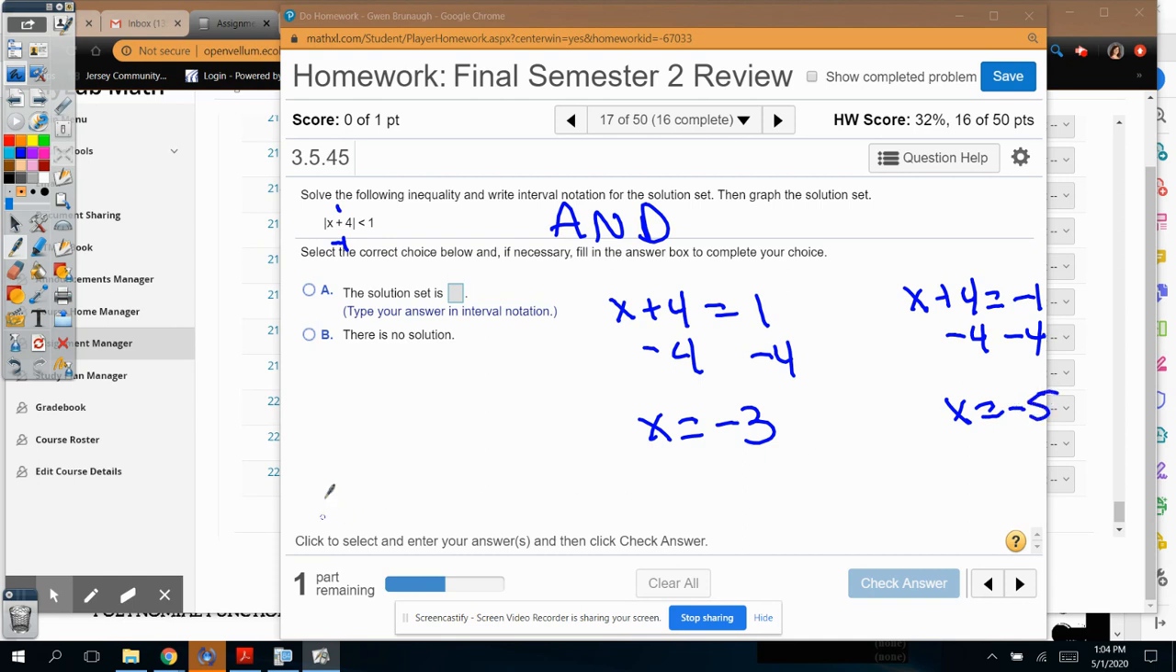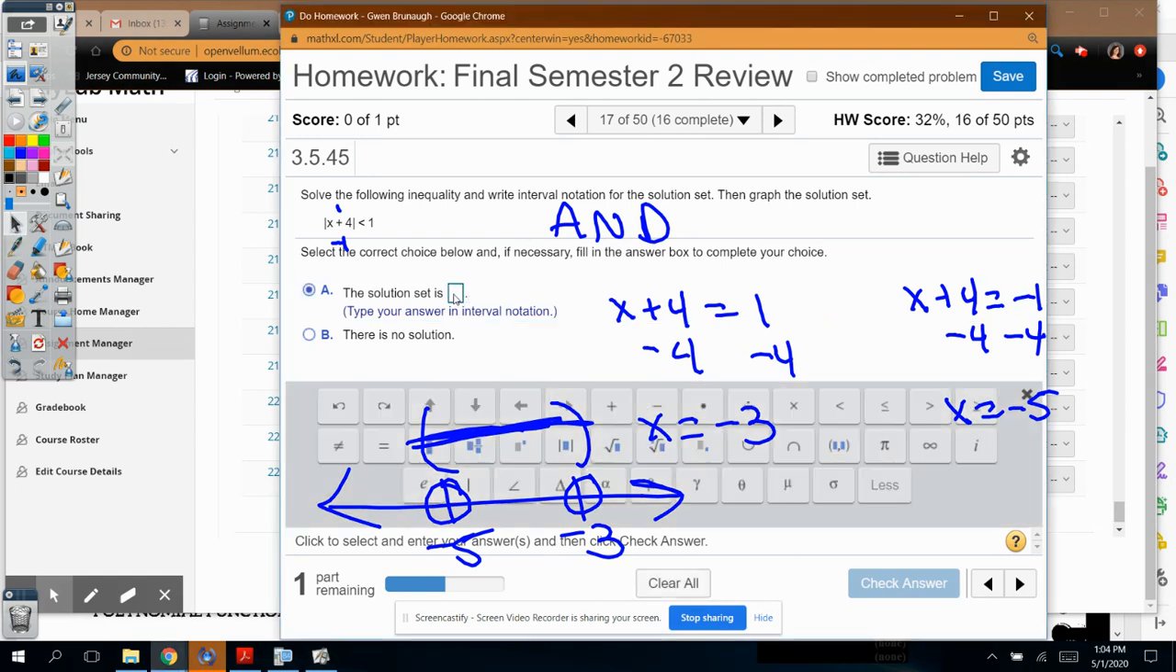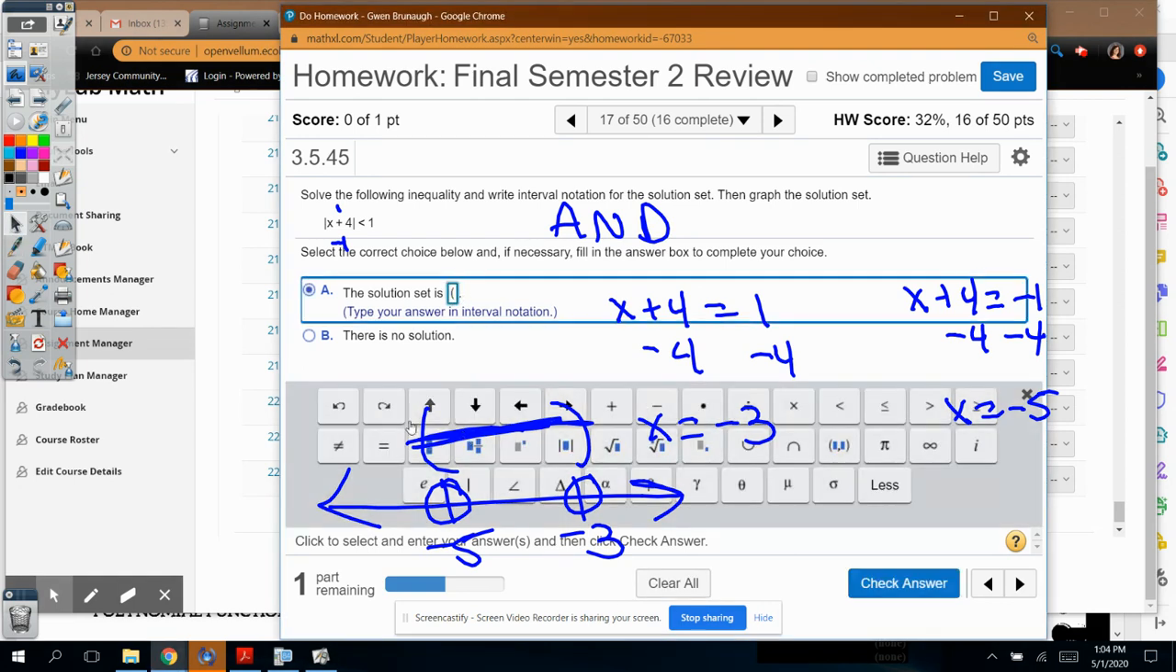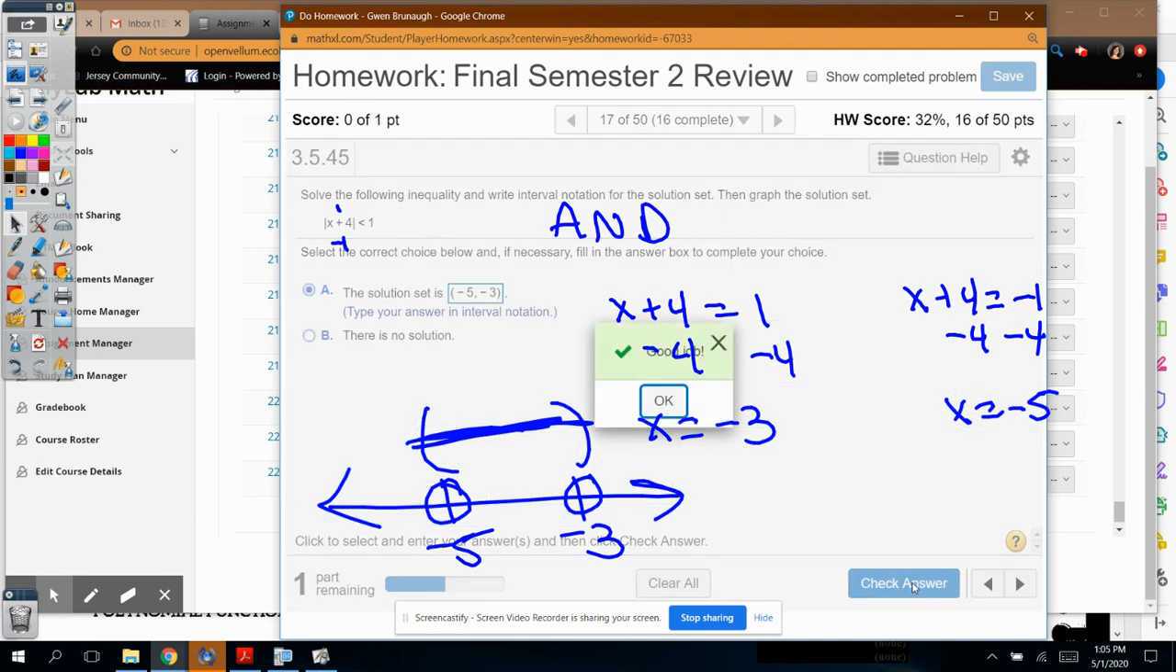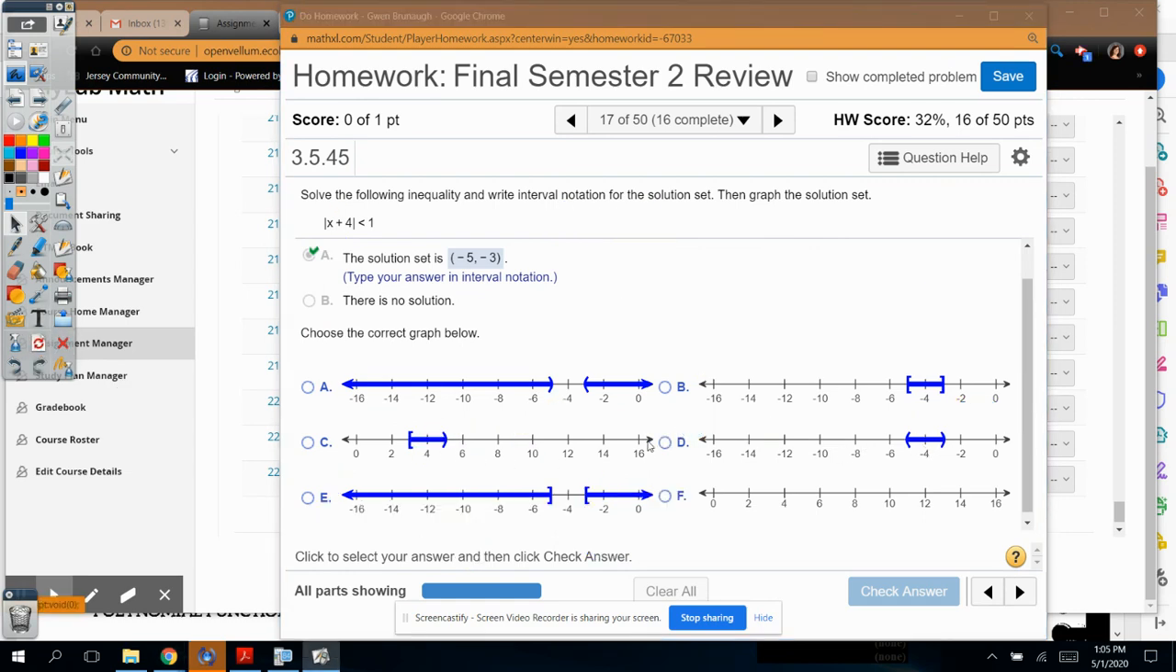get negative 5. On a number line, you would have negative 5 here and negative 3 here because negative 5 is smaller. It doesn't have an equal, so it's going to be two open circles or two parentheses, and the "and" looks like a sandwich, so it kind of looks like this. And all the answers are anything from negative 5, and I put a parenthesis instead of a bracket because there's not an equal sign, to negative 3. So which one of the graphs is correct? It's the one that has a negative 5 to negative 3 with parentheses. There it is at D.